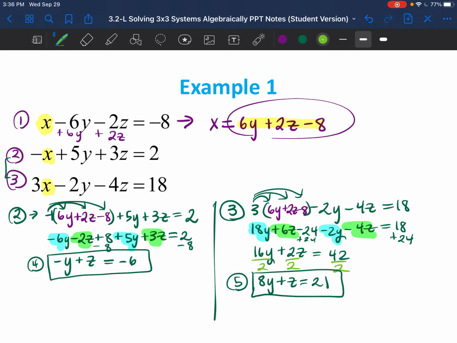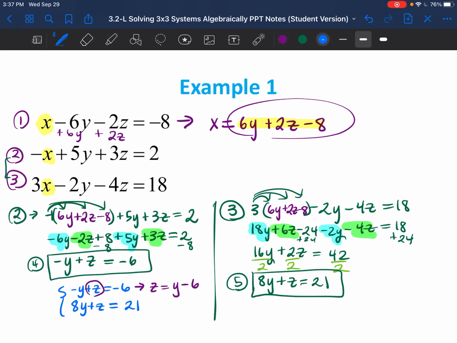And so from there, you're going to take equation 4 and 5, and now you have a new 2x2 system. And you can solve that 2x2 system honestly any way you want. Elimination, substitution. I'm going to stick with substitution. So I'm going to isolate a variable. So I'm going to use equation 1 and isolate the z variable. So z equals y minus 6. Just add y to the other side.